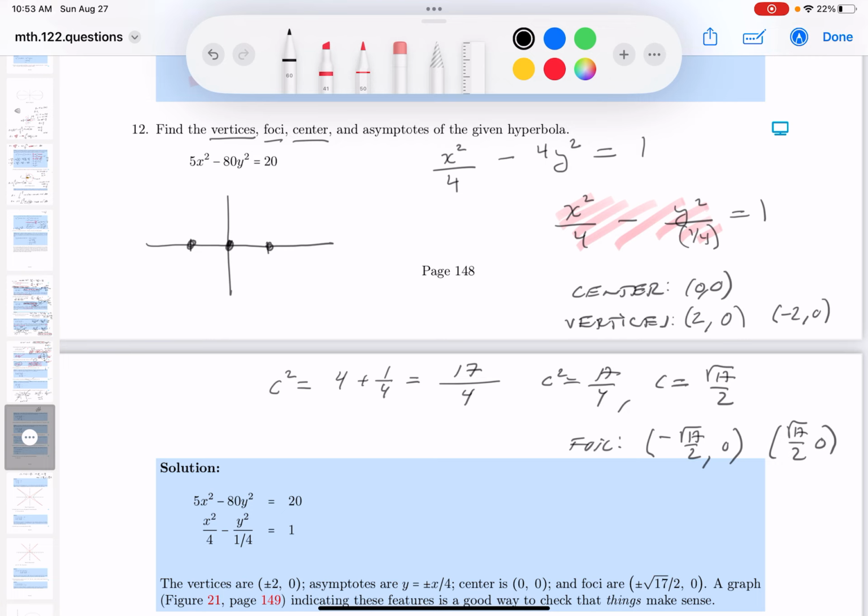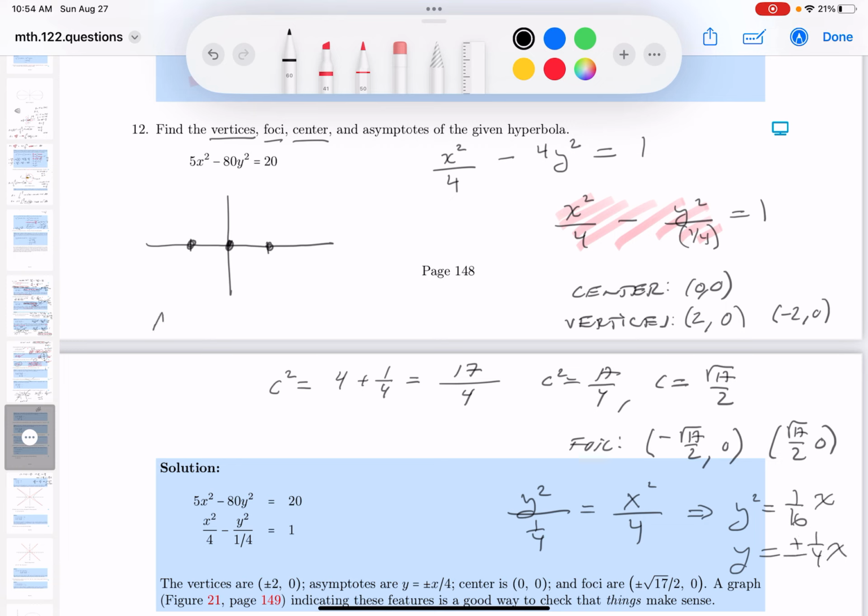So let's write this down over here. I'm looking for the asymptotes now. So y squared over 1/4 is equal to x squared over 4. I'm going to multiply the left and right side by 1/4. And what do you get over here? y squared equals 1/16 of x squared. What do you get there? y equals plus or minus 1/4 of an x.